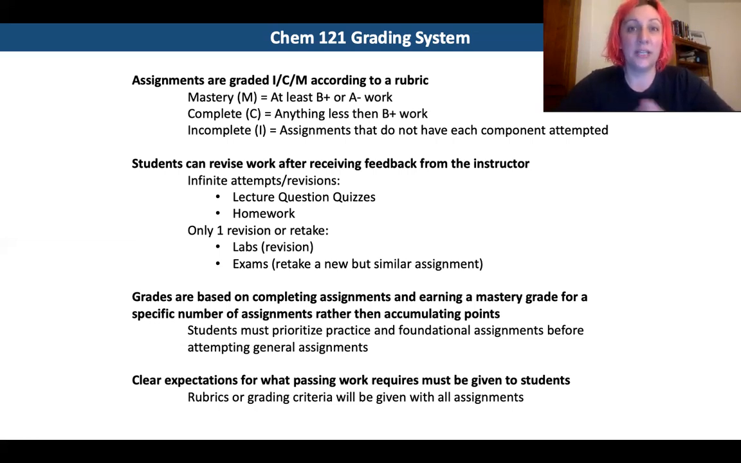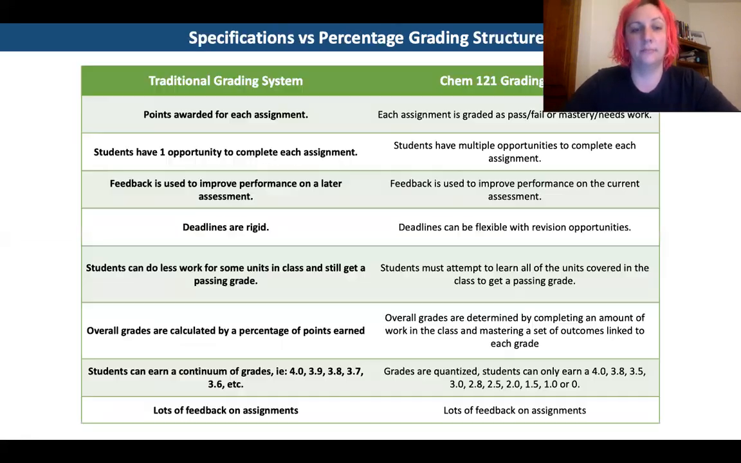And we'll make sure that throughout the class, I have clear expectations for what mastery or complete work really means. And so I'll do this with rubrics. And if you ever feel that it's unclear, let me know so I can clarify it. My intention is not for you to be guessing what you need to do to get a mastery grade or a grade of your choice in the class.